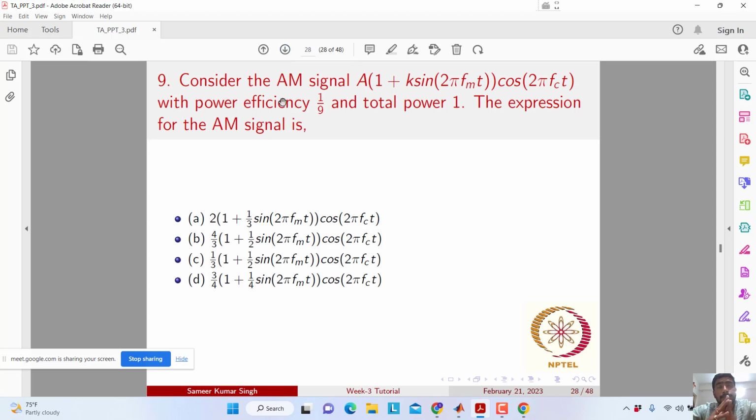Okay, question number 9. Consider the AM signal with power efficiency 1 by 9 and total power is 1. The expression of the AM signal is... we have a power efficiency eta and total power is given 1. So just find the A and K, other thing is given there. By getting the A and K, we can write the expression of the AM signal. So try this question.